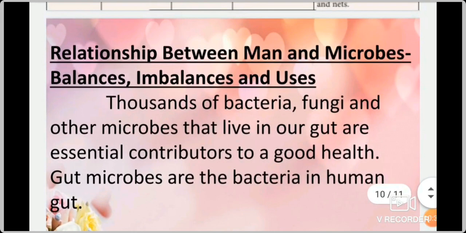That's all about this lesson. So today we have seen about uses of microorganisms, microbes in food process, and harmful microorganisms. Okay, hope you have understood this lesson. The lesson is over. I have completed the whole lesson.